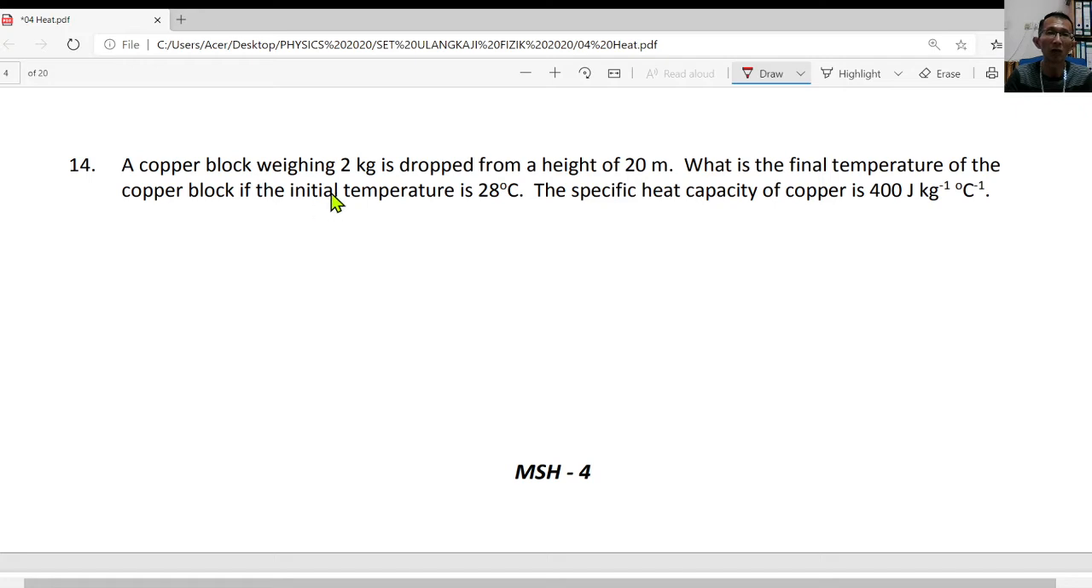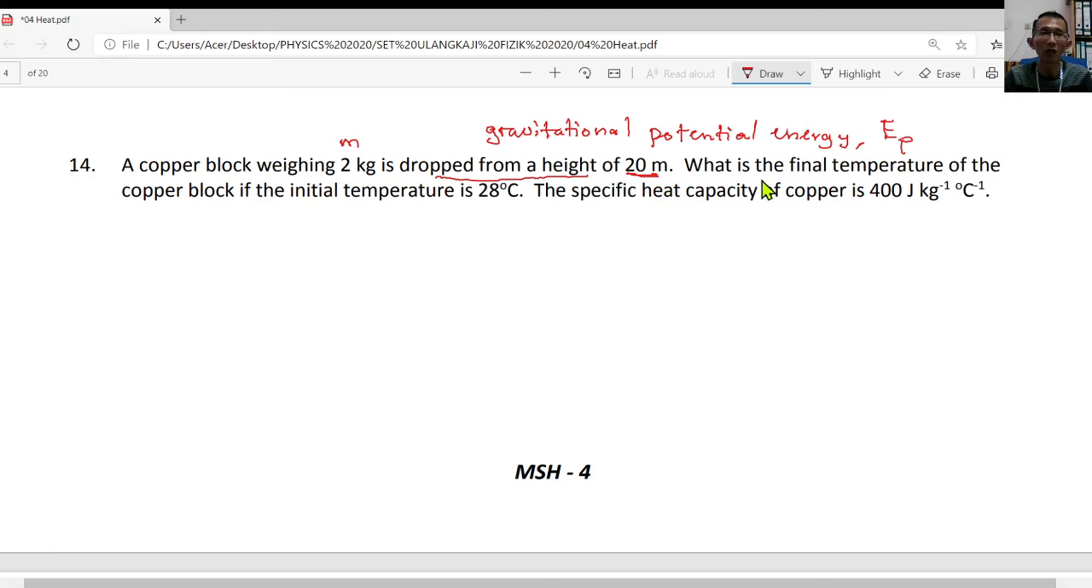Here I have a copper block weighing 2 kilograms. So here I have a mass dropped from a height, meaning I have gravitational potential energy. So what is the notation that we use for gravitational potential energy? Normally I will use this notation, EP, whereby the height is 20 meter.